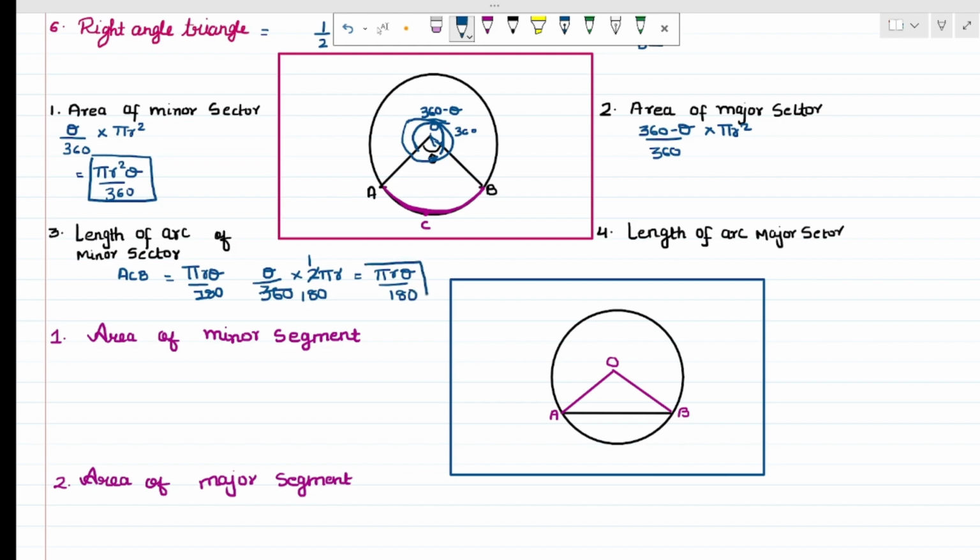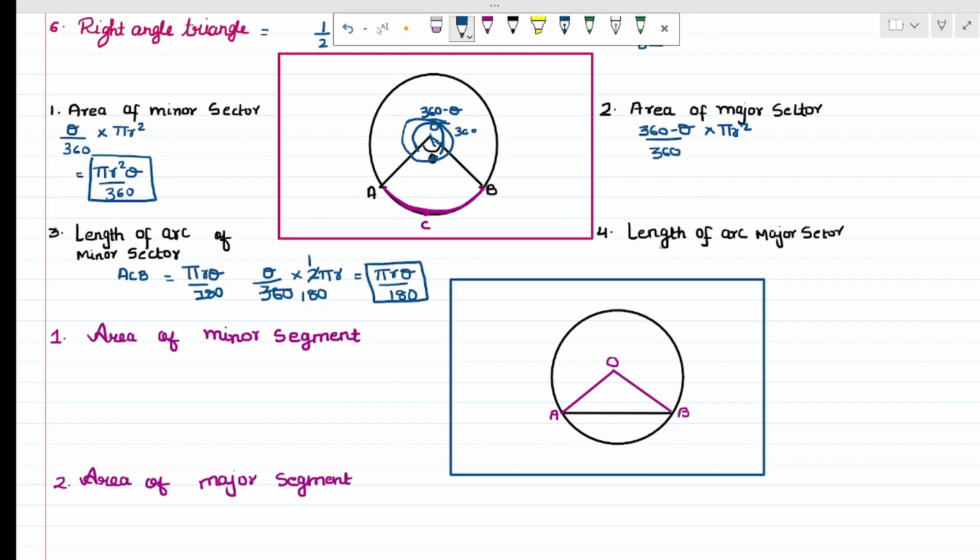So if anybody asks you to find the length of the arc ACB, how can you do so? It's simple. Just take this middle angle, whose value is theta, and divide it by your whole angle, which is 360, times the circumference of the circle, which is 2 pi r.